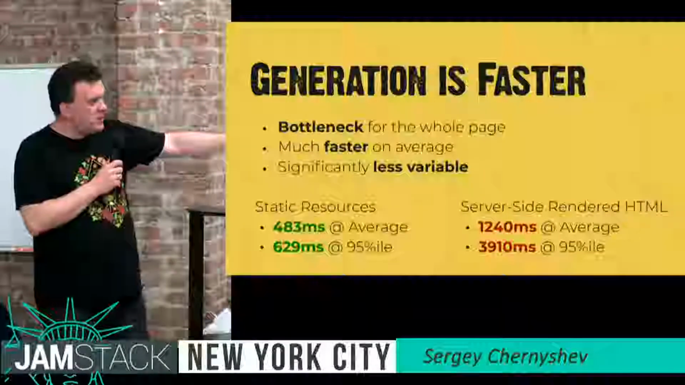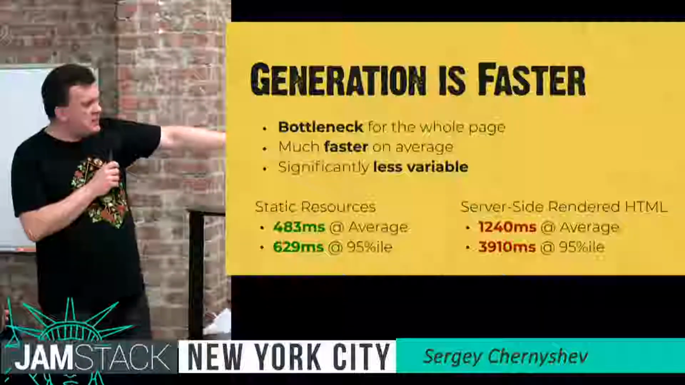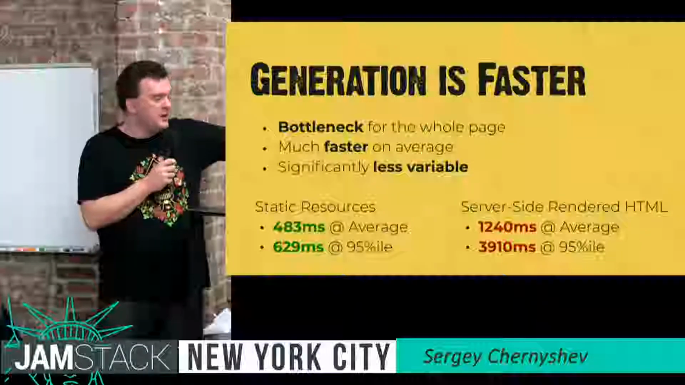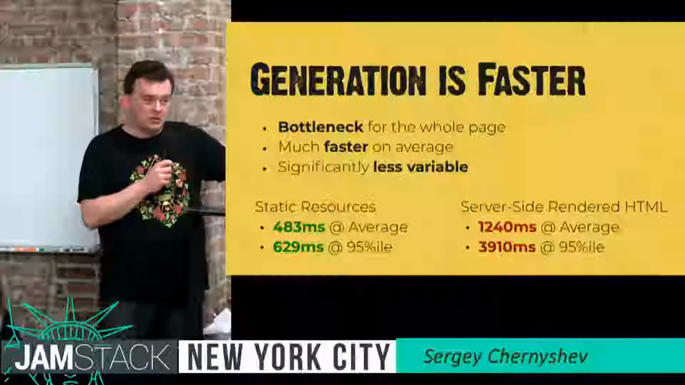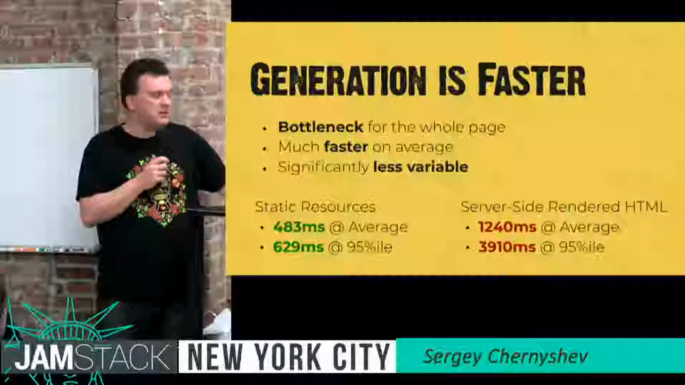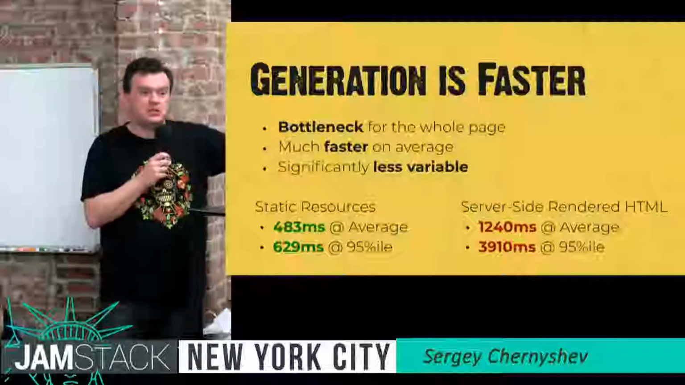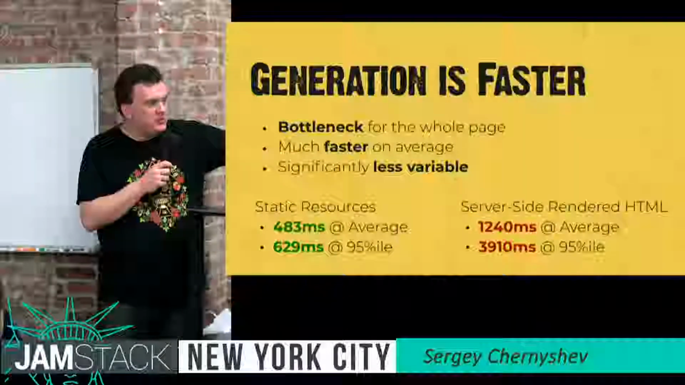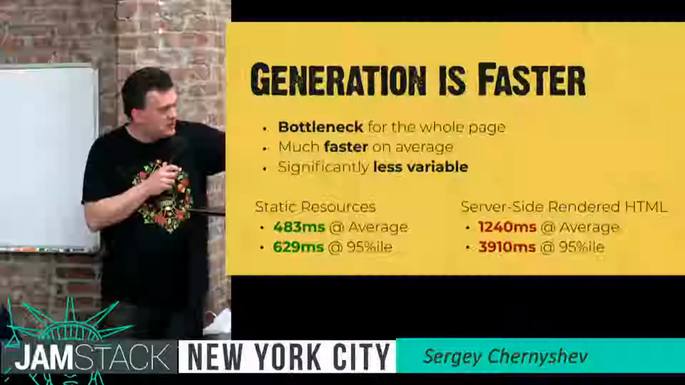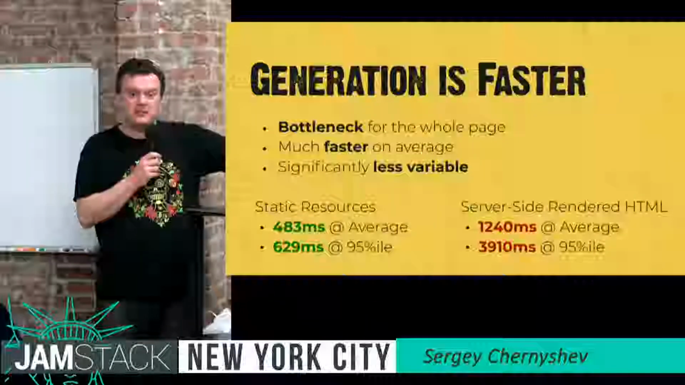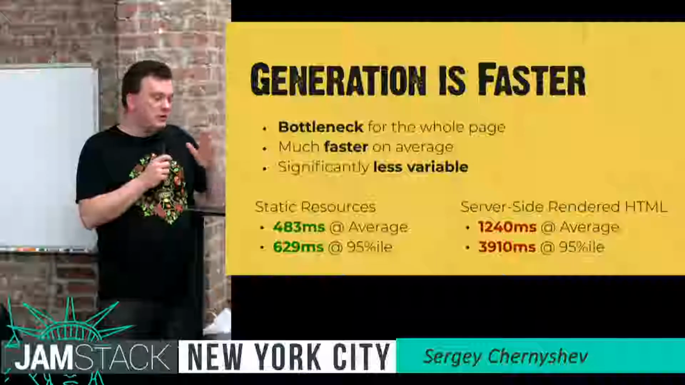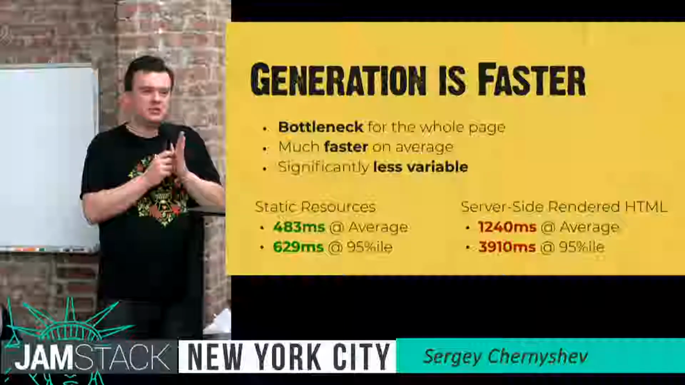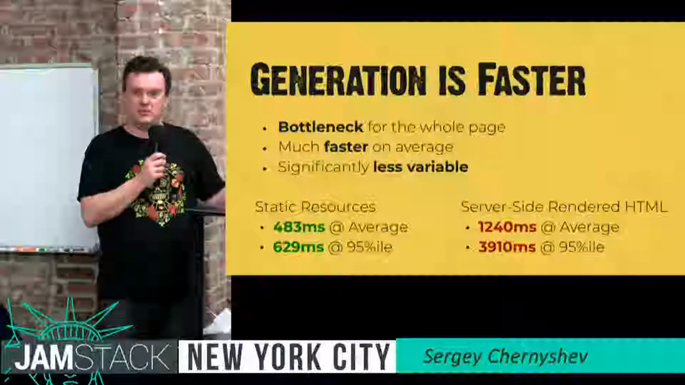While for this particular website, you see that this website ran static resources as well off of Amazon S3. It served all of the JavaScript and CSS files, and that is the distribution for those files. 480 milliseconds on average and 629 milliseconds at 95th percentile. It's not only faster, but it's significantly less variable. So users have a consistently fast experience.